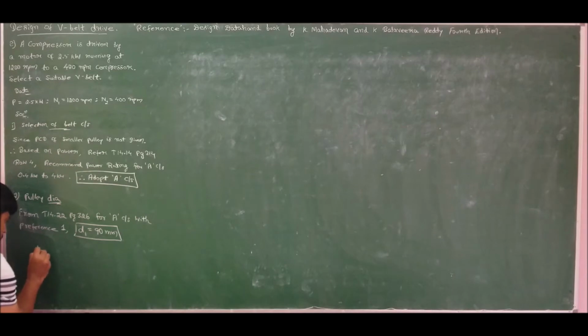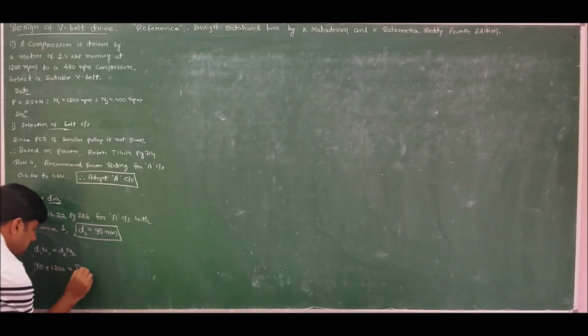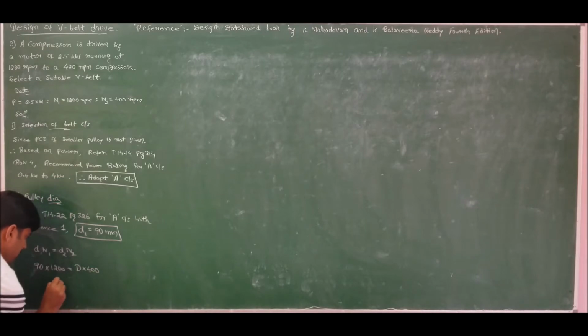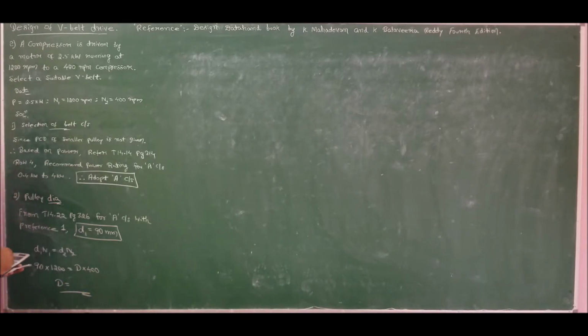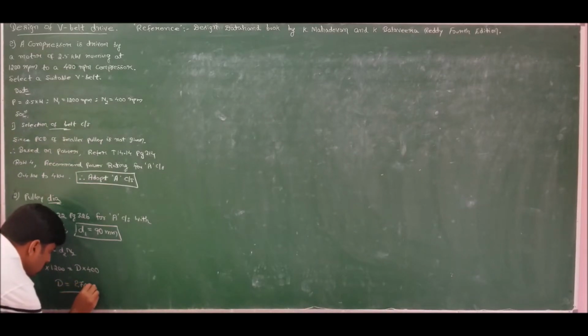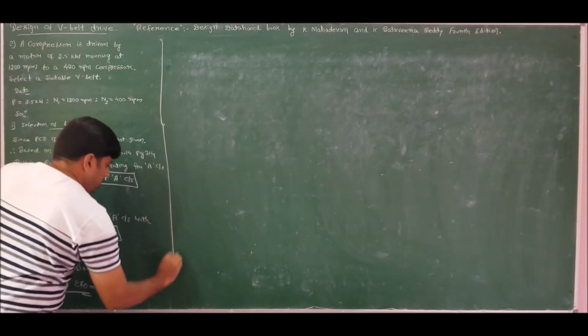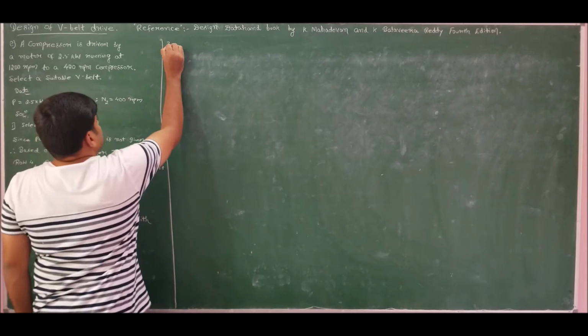So now we know that D1 N1 is equal to D2 N2. D1 is adopted, N1 is known, 1200. We don't know D2, that is the diameter of the larger pulley, whose speed is 400. So the diameter of the compressor pulley turns out to be 90 into 1200 divided by 400, which is nothing but 270 millimeters. So now once I find the diameters, I can solve the problem easily.